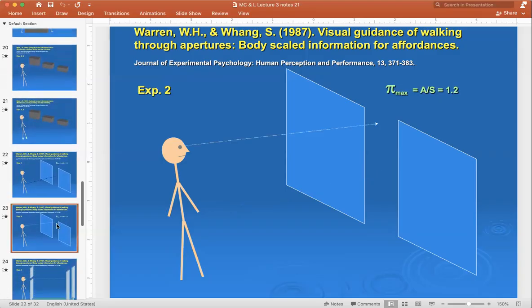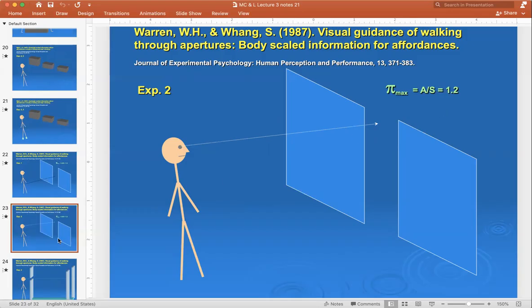There's evidence for that. Then he had other people just look at the gap, different people, but also wide and skinny people. And he found a very similar result: they would pick a very similar ratio, 1.2, not quite 1.3. But again, whether they had wide or narrow shoulders, people were judging the world around them and how they would interact with it based on their body size.